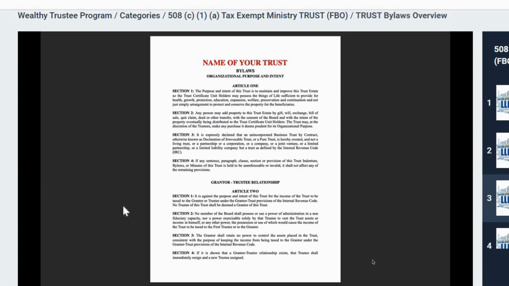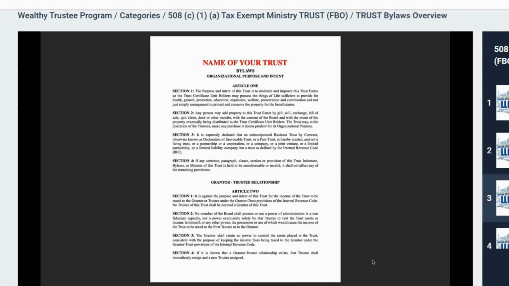Section 1 says that it is against the purpose and intent of the trust for the income of the trust to be taxed to the grantor or the trustee under the grantor-trustee provisions. According to the Internal Revenue Code, no trustee of this trust shall be deemed a grantor of this trust. This is an irrevocable trust. You can only hold one position. Your position is the trustee. You have to appoint someone else to be the grantor of your trust.